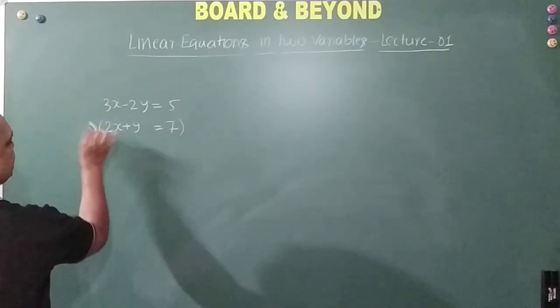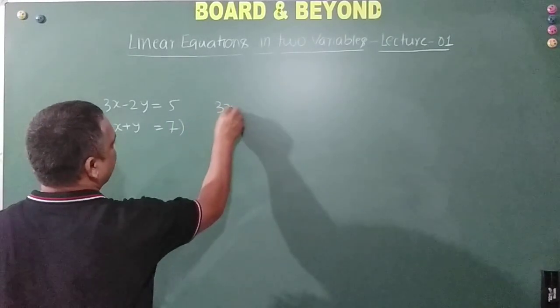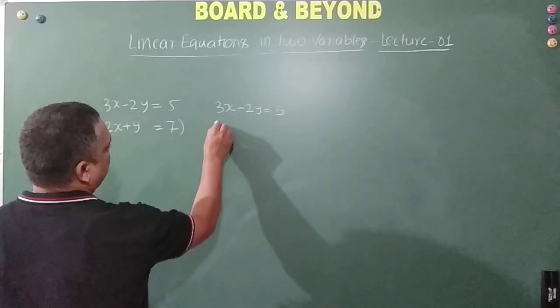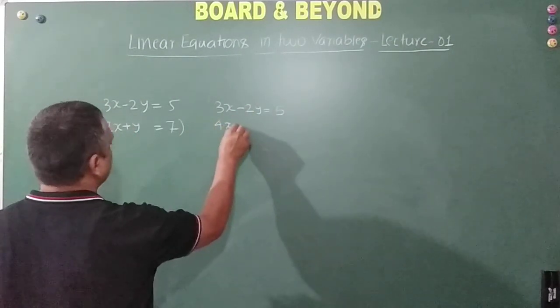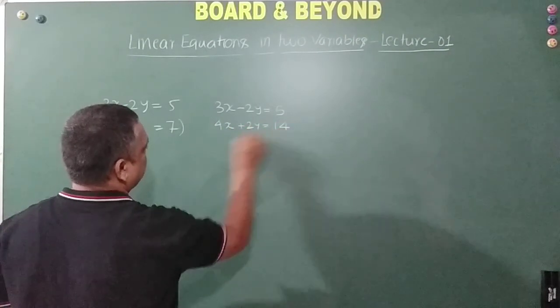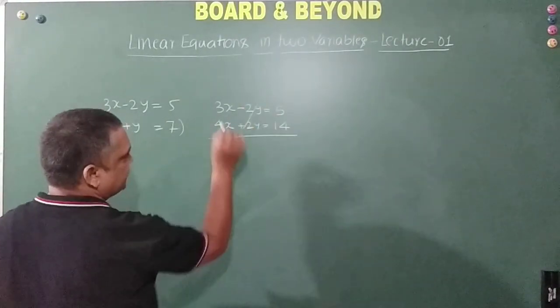So I multiply it with 2, right? So this becomes how much? This I will retain as it is, 5, and this will become 4x plus 2y is equal to 14. Right, friends? So I add these two, this gets cancelled.